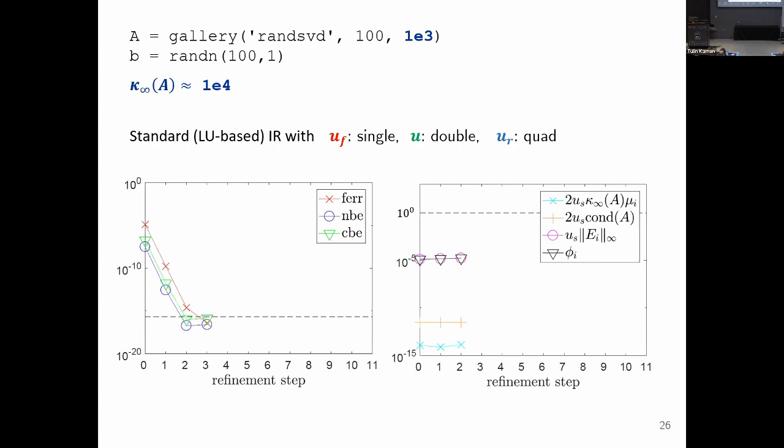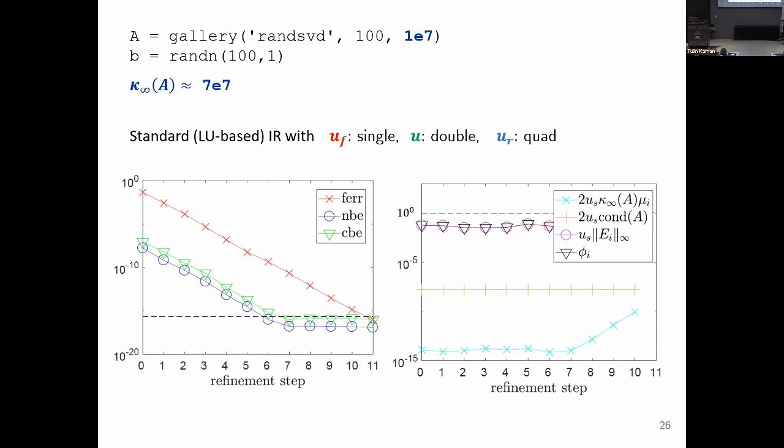And here are some plots. This is a random SVD matrix in MATLAB. Here's the infinity norm condition number, 10 to the 4. Now I'm using standard LU-based iterative refinement with single, double, quad. Here I am plotting the forward error, norm-wise backward error, and component-wise backward error versus refinement step. Over here, these are the quantities in the bound. Phi is basically pink plus the maximum or minimum of blue or teal and orange. As long as this phi is less than 1, I expect to converge.